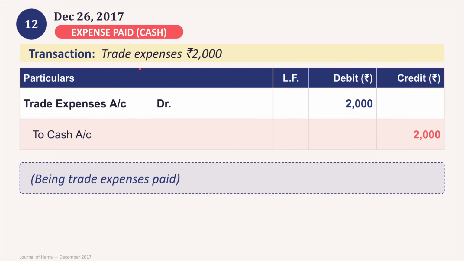Next, expenses paid in cash. So trade expenses account debtor to cash account. We will debit trade expense account with the amount 2,000, and since the cash is going out, we will credit 2,000, being trade expenses paid.